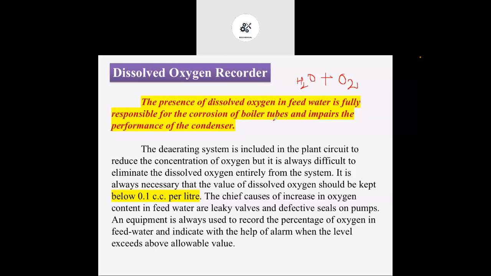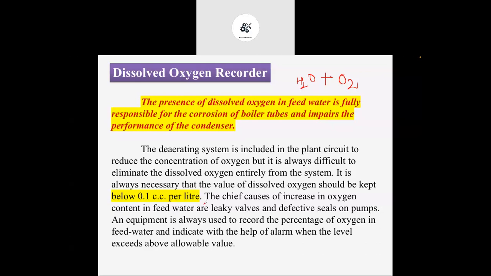To reduce the amount of oxygen, there are many methods. Particularly, we use the de-aeration method in the water treatment plant. You can see the details on the internet of how the de-aeration process is carried out. First of all, we have to measure the amount of oxygen present inside this water, and then we can decide whether we have to carry out the de-aeration process or not. The limit for dissolved oxygen in the water must be below 0.1 cc per liter.